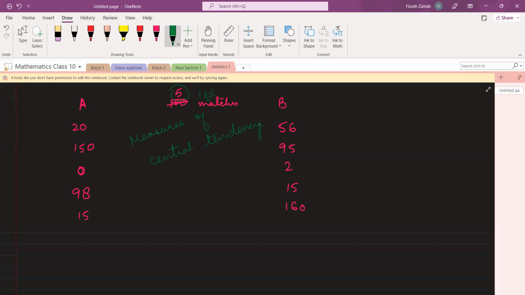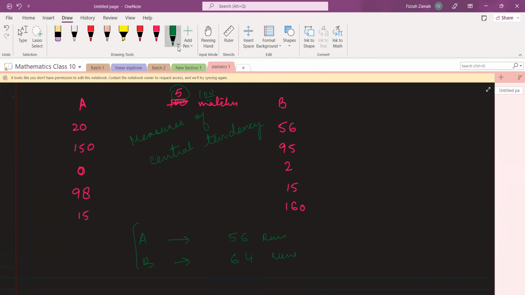You have heard about average, right? Let's say player A has an average of 56 runs, and B has an average of 64 runs. So which player is better? Obviously B is better. You have heard this average so many times during cricket matches. Yes, ma'am, it's written on the screen.